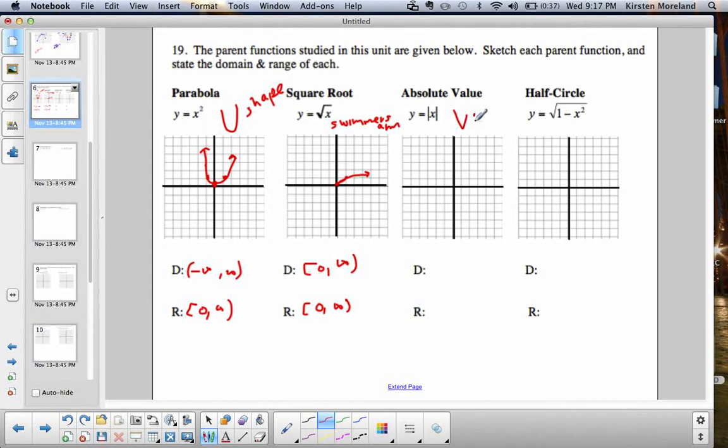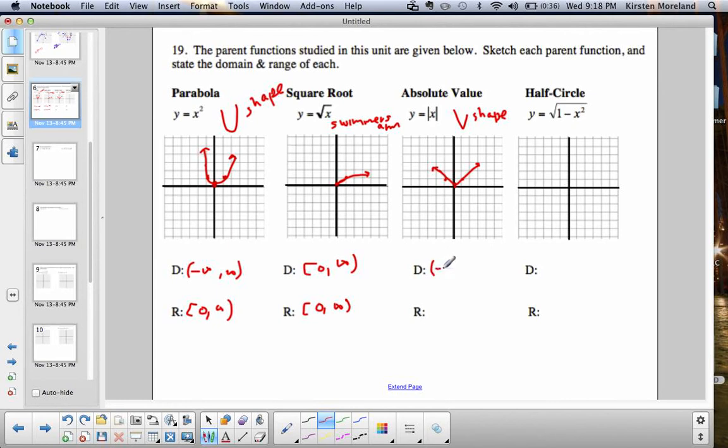Absolute value, you should be thinking V shape. So you start at 0, 0, up 1 over 1 on both sides, and instead of making a U, you make a nice straight V. Remember, the slope of this is normally up 1 over 1, so when you start stretching, that's when that changes.